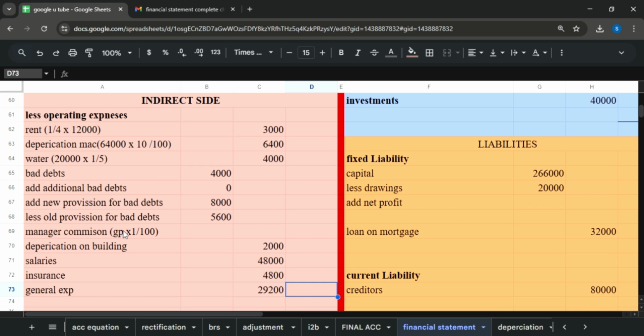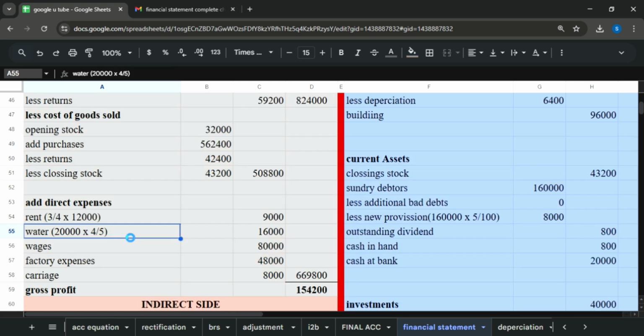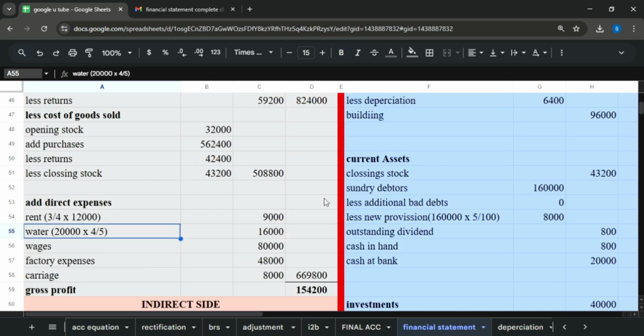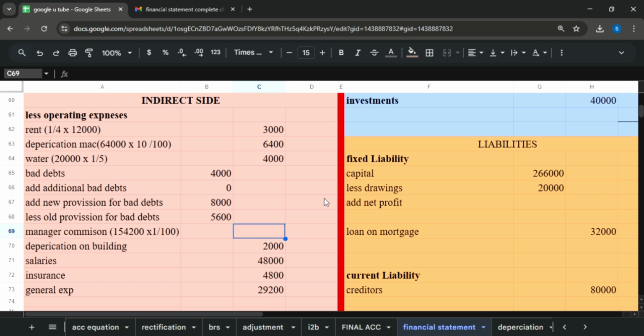154,200 we will be writing over here, and you will take 1% of it. Why we are doing it? Once again I would remind you, look at here, factory manager commission 1% of gross profit. So that is why you are calculating this 1%. How?